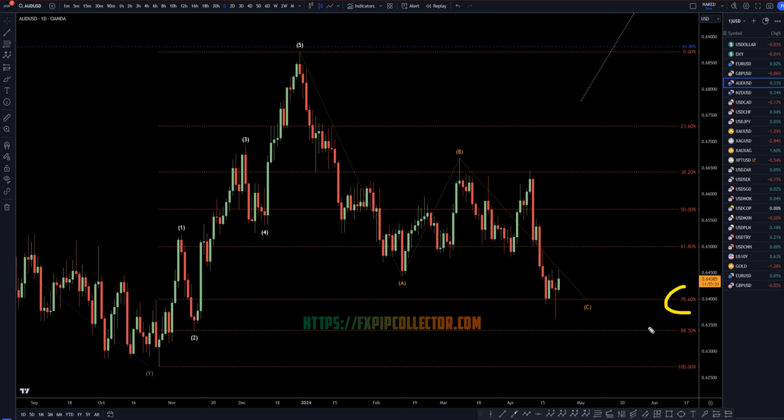But we do have a Fibonacci bounce. We do seem to have a pretty strong Aussie right now, so I would definitely be looking possibly for a break of structure to help confirm that maybe this really is the end of an ABC correction.